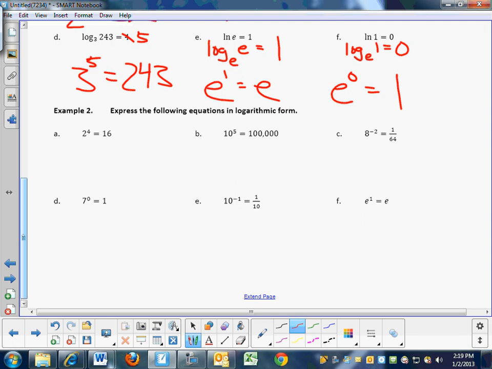Now, let's try to write exponential equations in logarithmic form. 2 to the 4th equals 16. I can write log, what's the base? 2 of 16 is equal to the exponent. Again, they solve for exponents. So it's the exponent that goes over here. Log base 2 of 16 is equal to 4.